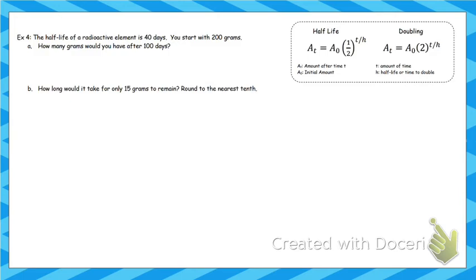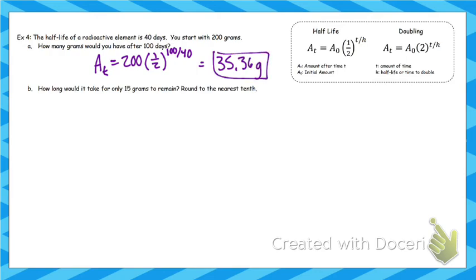So let's go ahead and fill this in. The half-life of a radioactive element is 40 days. We start with 200 grams. How many grams will we have after 100 days? So we don't know how many grams we have after that time. We do know the starting amount. We're talking about half-life, so we're using 1/2. The half-life is 40, and my time is 100. That's my equation. My variable is already by itself. At this point, I can go ahead and just plug this straight into a calculator, and I get 35.36 grams.